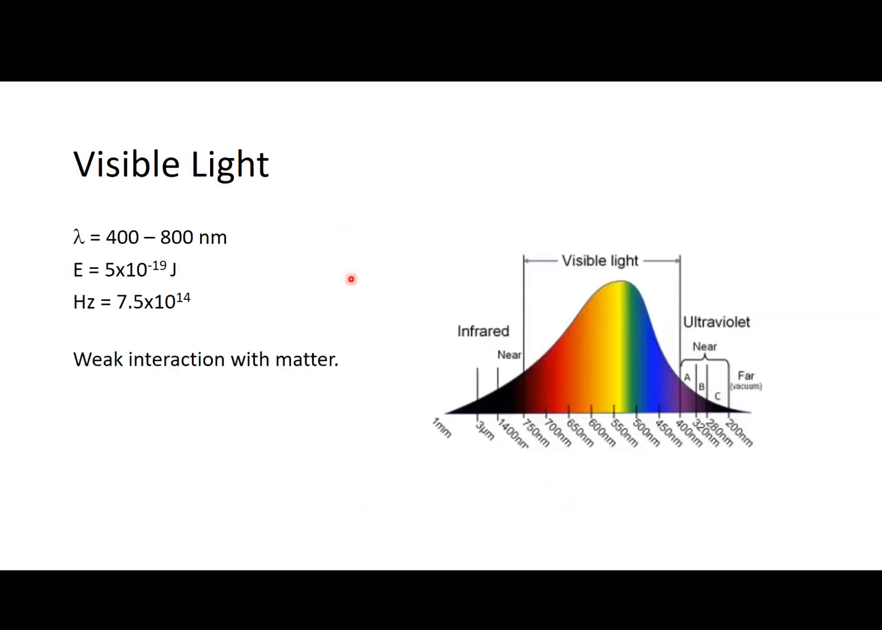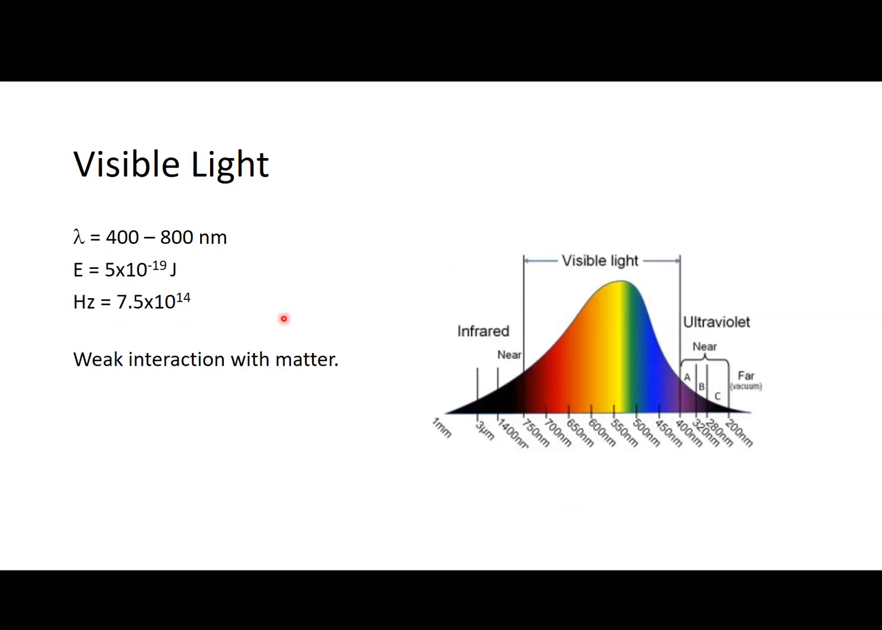Which brings us to visible light. Visible light goes from roughly 400 nanometers to roughly 800 nanometers. That's a pretty good range for the things that we can see. So its energy is on the order of 10 to the minus 19th, and its frequency is on the order of 10 to the 14th, and it's got a very weak interaction with matter.